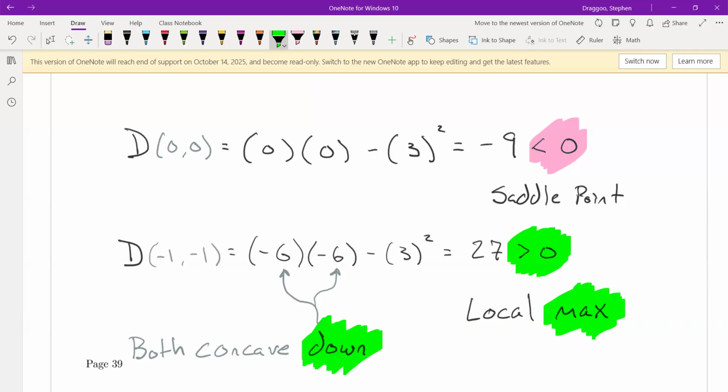Again, all the text will tell you specifically to just look at the fxx terms, the fxx factor. But really, you can look at either, because they have to agree with each other if I'm going to have a maximum or a minimum. It doesn't matter which one you look at. Again, they'll be the same, but you only really need to look at one.